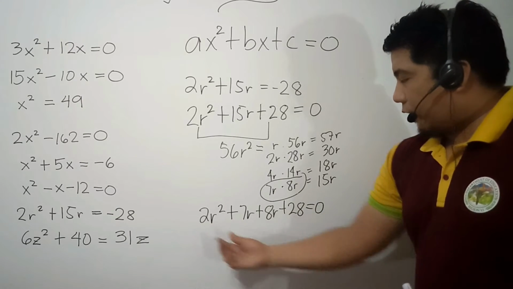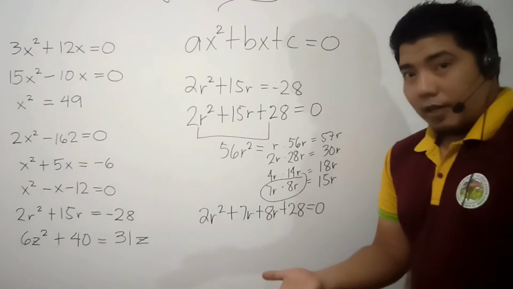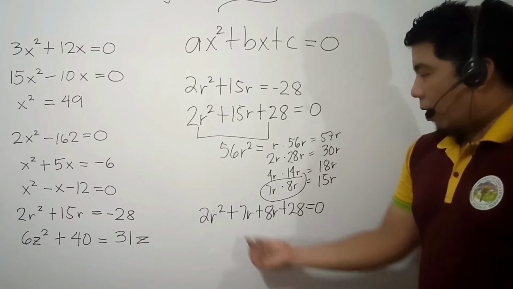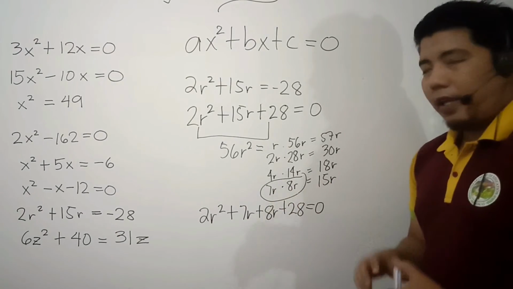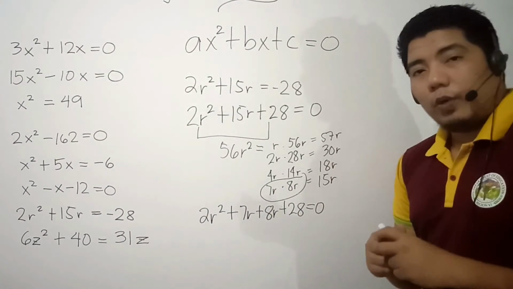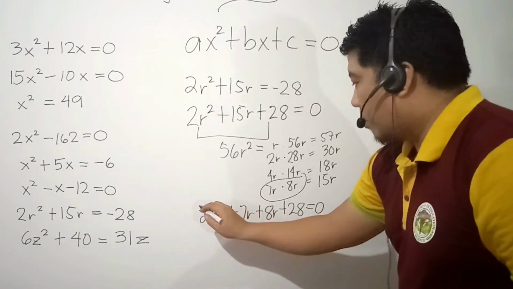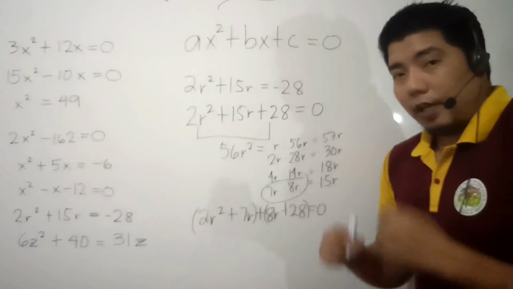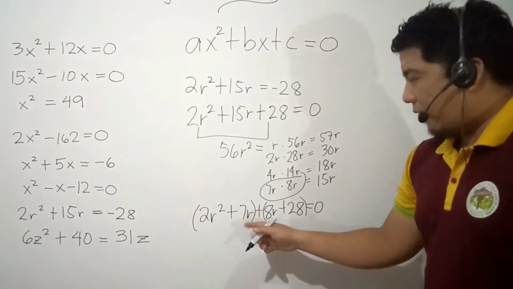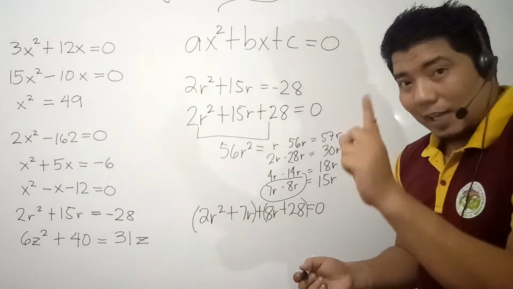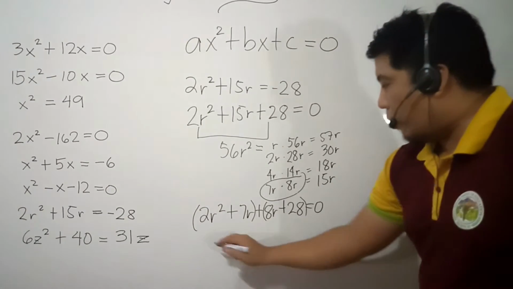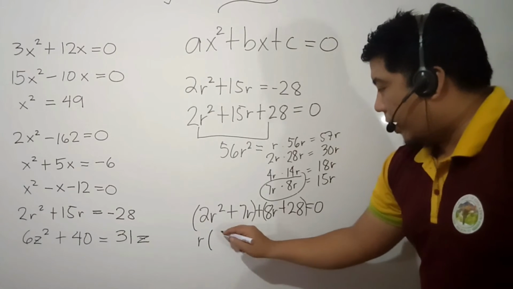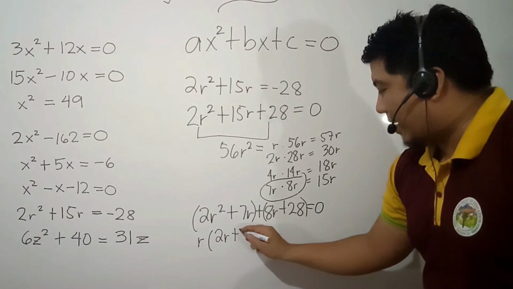As you can see, the quadratic term and the constant term are not replaced. We just replace 15r with 7r and 8r, both plus because our 7r and 8r are positive. Now, what we will do here is group them. So we need to factor out their common monomial factor. 2 and 7 don't have any GCF aside from 1. R squared and r, we have r. If we extract r from this group, it will have 2r plus 7.